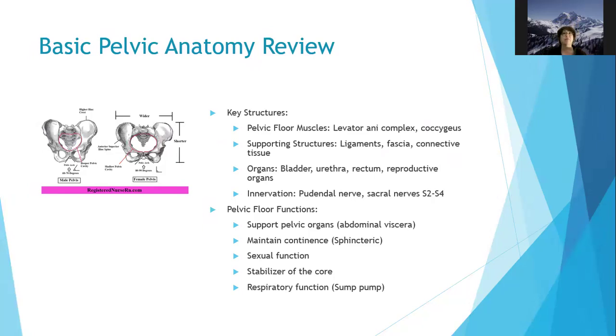So basic pelvic anatomy review. Key structures: the pelvic floor muscles, the ligaments, fascia, and connective tissues supporting. We're not going to talk too much about all the specific pelvic floor muscles, but take a look at Complete Anatomy or something. You'll see there's a lot of them, but they all work together as a group. That's why we're not going to talk so specifically about each individual one. The organs: the bladder, urethra, rectum, the reproductive organs. There's a lot of innervation through the pudendal nerve and sacral nerves, S2 through S4.